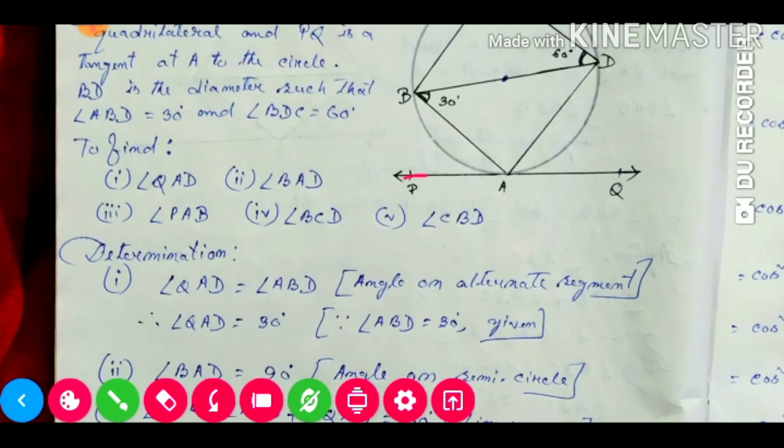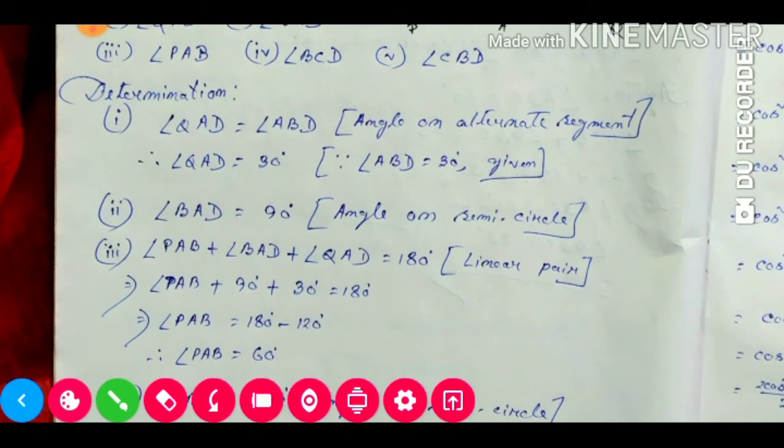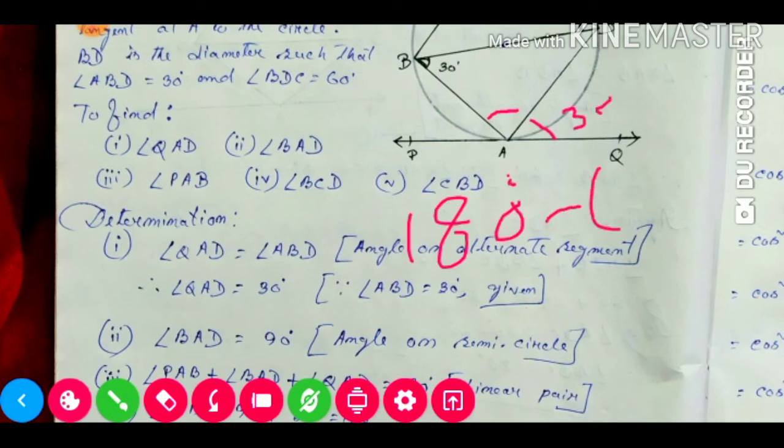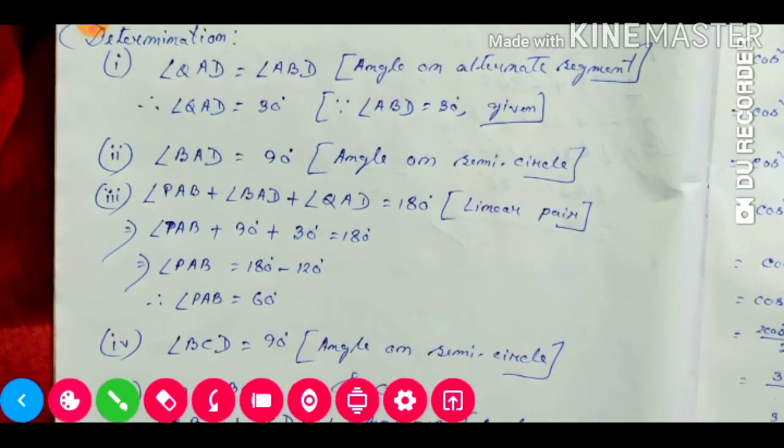Now number 3, PAB, this angle we need to find out. PAB, BAD and QAD, the sum will be 180 degrees because it is a linear pair on a straight line. This angle we got as 30 degrees, this angle is 90 degrees, so 90 plus 30 is 120 degrees. 180 degrees minus 120 degrees, so this angle PAB will be 60 degrees.